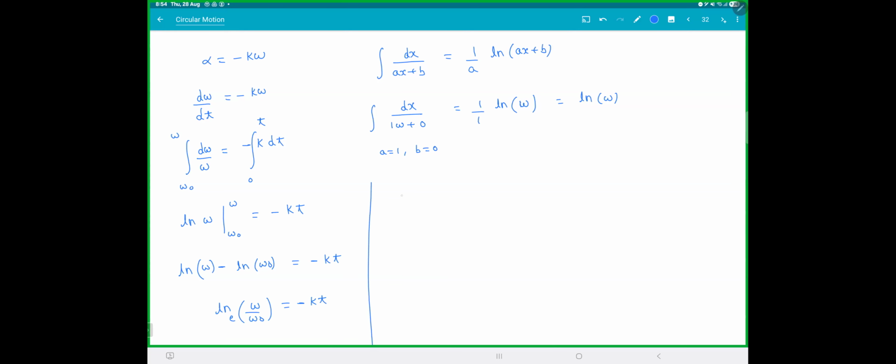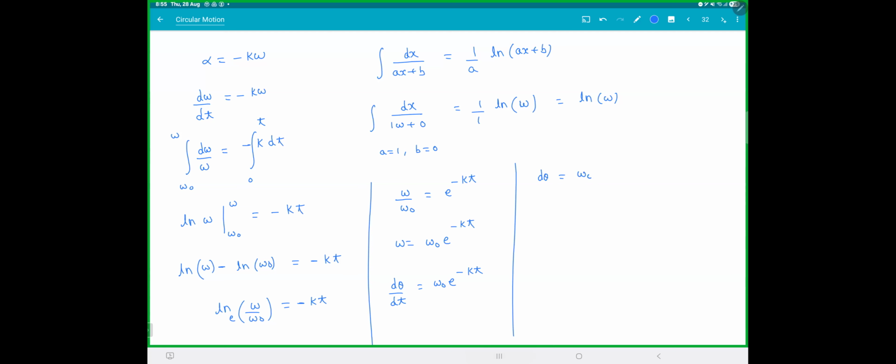You can send the exponential that side. You'll get omega by omega naught is equal to e power minus kt. You will find this a little difficult, but once they teach you in maths, this will look like a joke. Omega is equal to omega naught e power minus kt. That's your first part. Then again, this thing is d theta by dt, which is omega naught e power minus kt. Send that thing again that side and integrate.